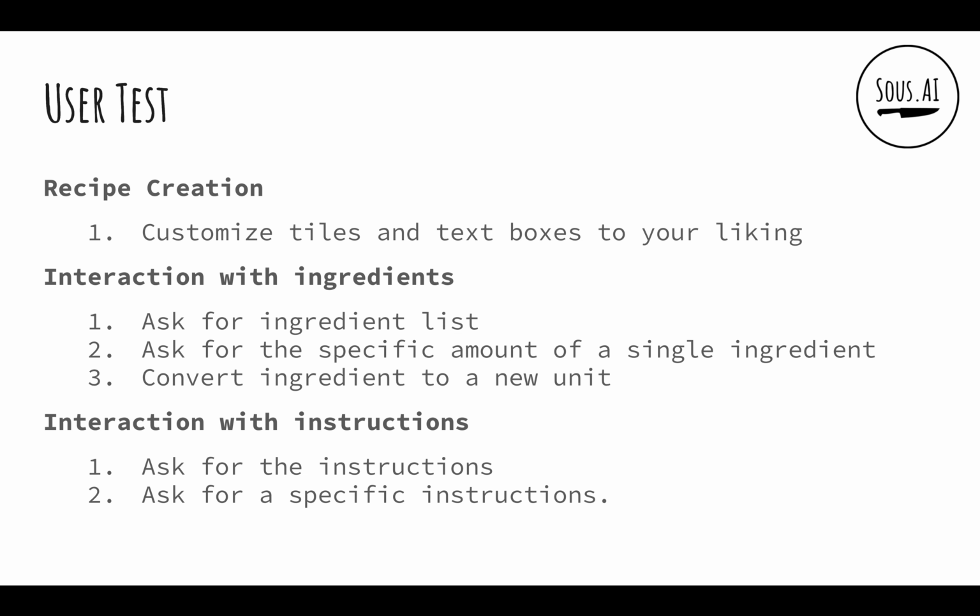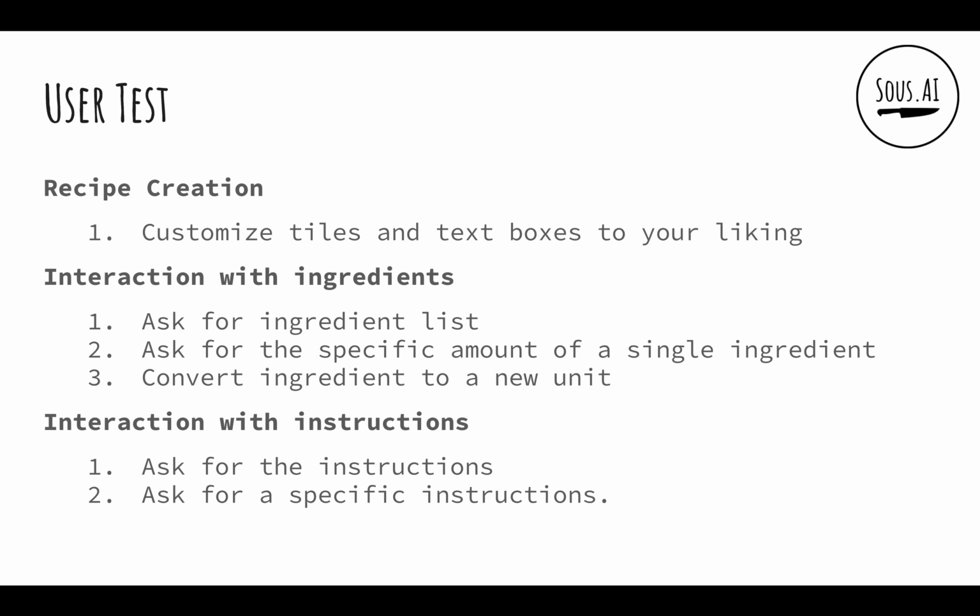So for our user tests, I broke it down into three main sections. First, we have our recipe creation, which in this case I just typed in the recipe myself, and this is something that I'm going to work on in the future so that users can actually input their own recipes as well as pull up previous recipes that have already been put in the system. So for this part, I just had the user drag around the tiles and put them where they please on the screen.